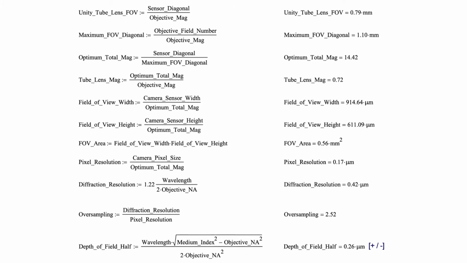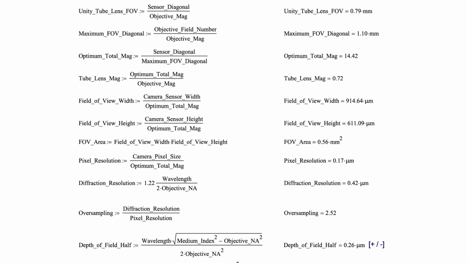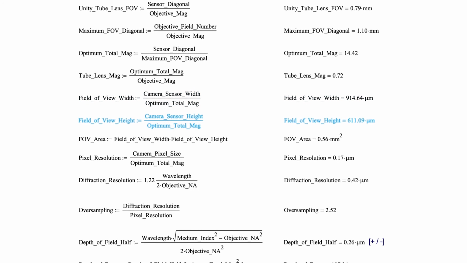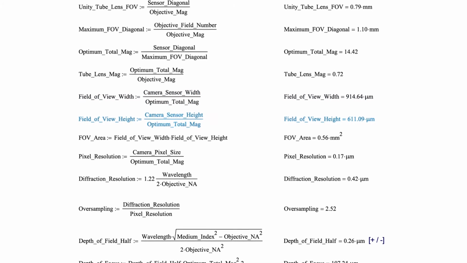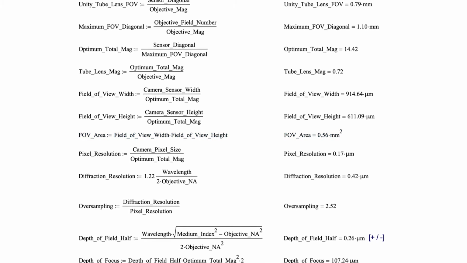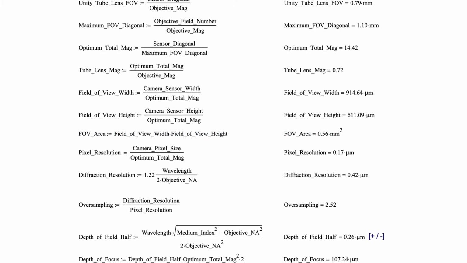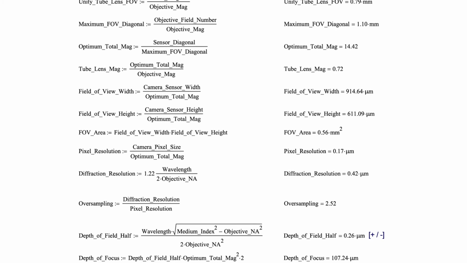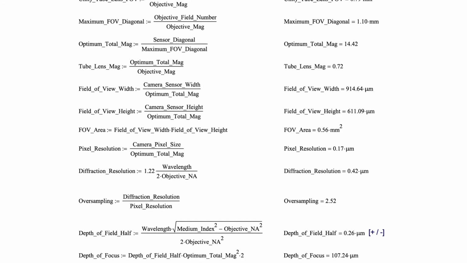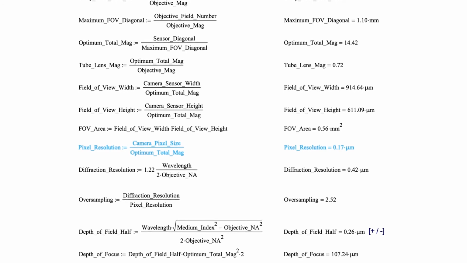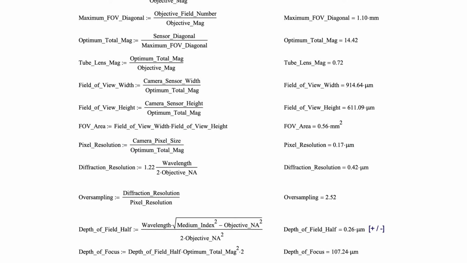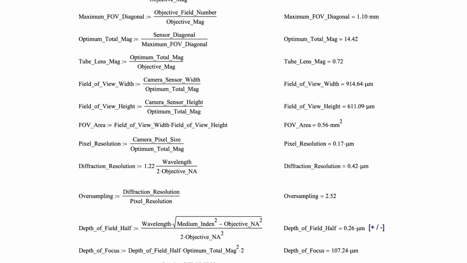With our new larger field of view, we have a field of view width of 914 microns, a field of view height of 611 microns, and a field of view area of 0.56 square millimeters. Now, when we take the size of the pixels, which were 2.4 microns, and divide it by our new magnification of 14.42, we get a pixel resolution, also referred to as a geometric resolution, of 0.17 microns.